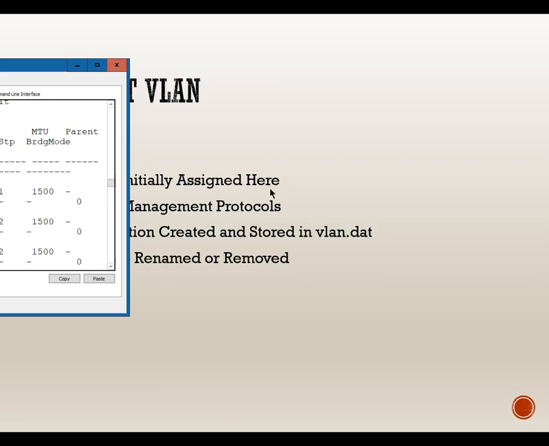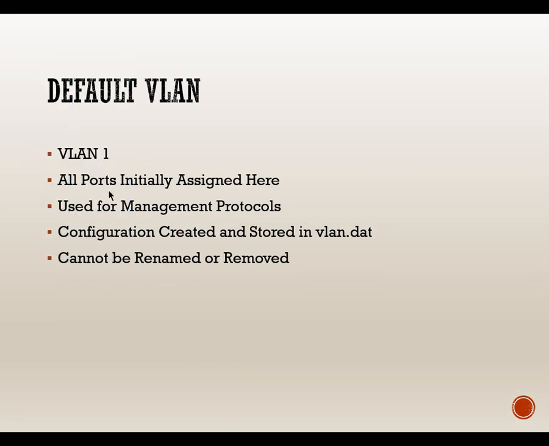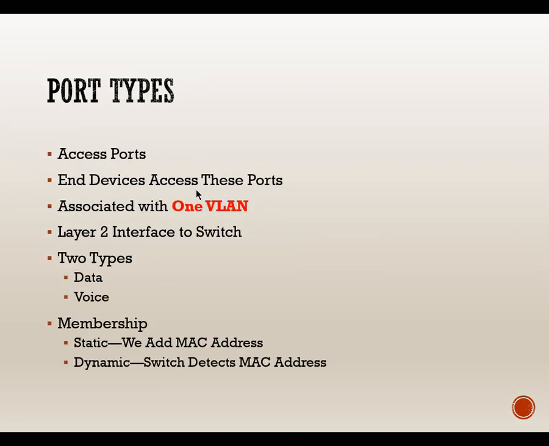The port types I've kind of addressed and kind of not addressed, but access ports are where end devices are. End devices access these ports, and they are associated with one VLAN, one and only one VLAN on access ports. And then we're going to say, okay, I lied to you. It is the layer 2 interface to the switch, and there are two types, data and voice.